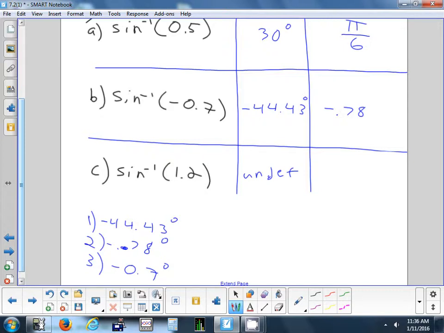Right, so be very careful on the test if it's a matching question. Look at my answers and see if they're in degrees or radians. If they're in degrees, they have the circle. Otherwise, they're radians. All right, and choice C, in radians, it's also undefined.